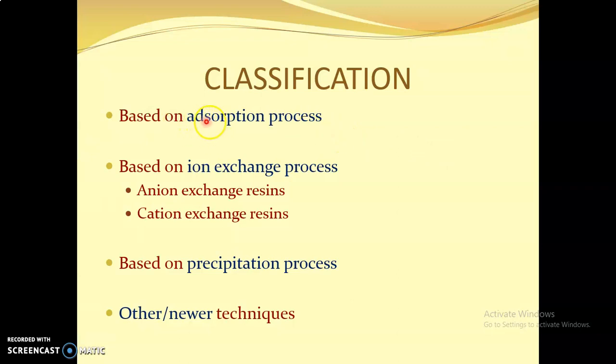One is based on adsorption process. Second is based on ion exchange process. Third is based on precipitation process. And the fourth is other or newer techniques. So this is the broad classification based on mechanism of action, that is how that agent is going to reduce fluoride content of water.